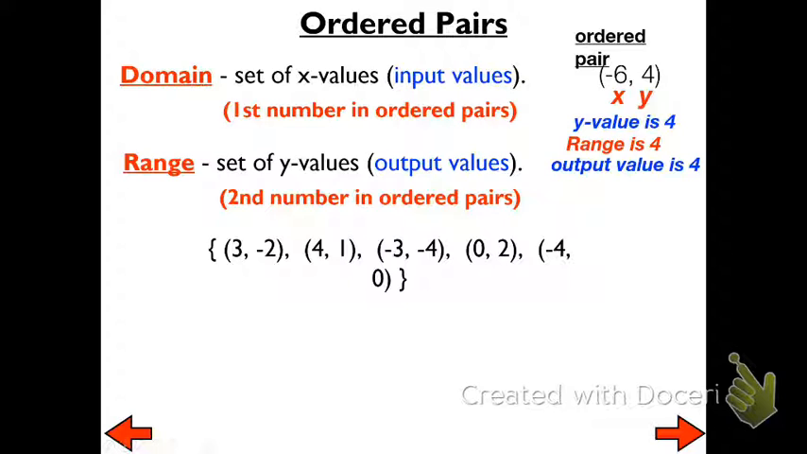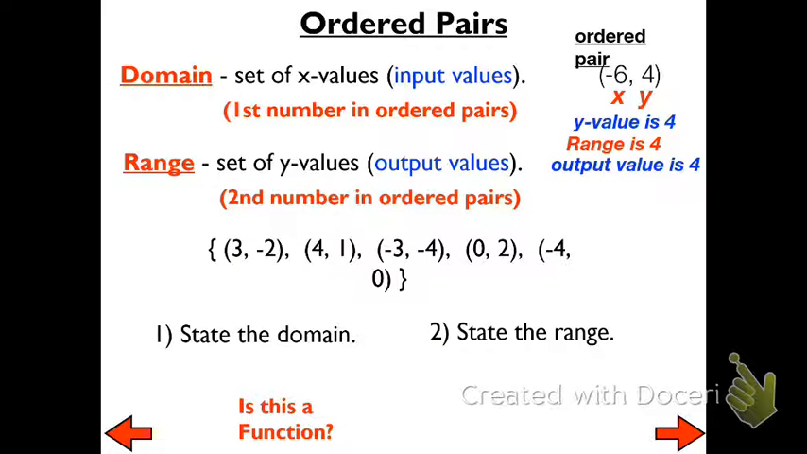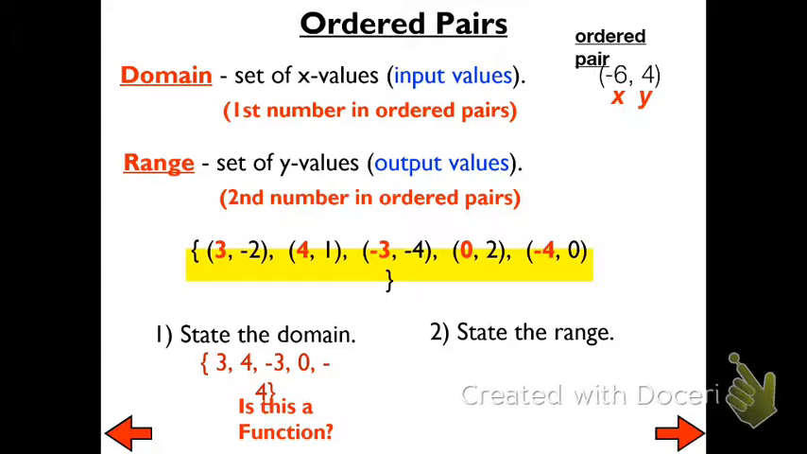Now we have a list of points. We have (3, -2), (4, 1), (-3, -4), (0, 2), and (-4, 0). Okay, the domain is your inputs. So the domain is all of the x's. If you look at each of the pairs and look at just the first number, the domain is 3, 4, -3, 0, and -4. Now the range is the y values. Remember, that's your output. So the y's are going to be the second number in each ordered pair: -2, 1, -4, 2, and 0.